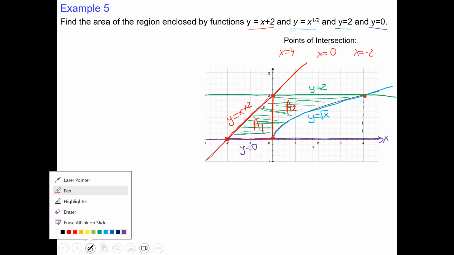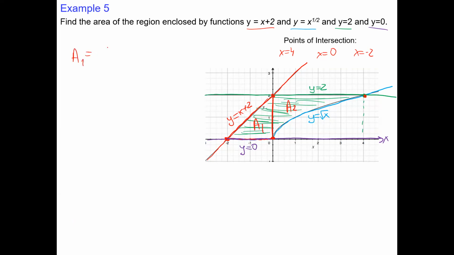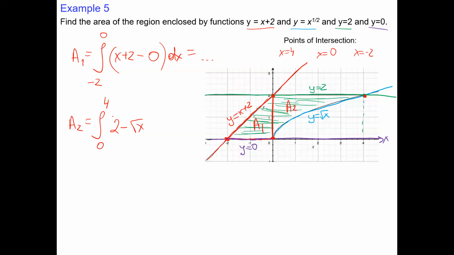As we can see, we definitely have to set up two integrals. The first region will be between negative 2 and 0, the top curve minus the bottom. Then everybody can calculate this. The second region will be between 0 and 4, and the top curve is 2 minus the bottom, square root of x. And you can integrate. We have to be careful with different top values.